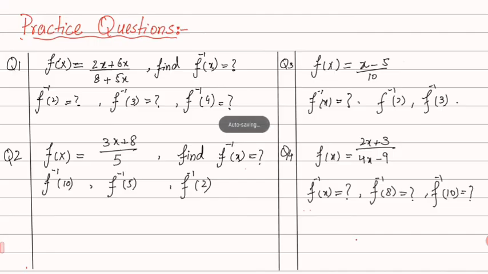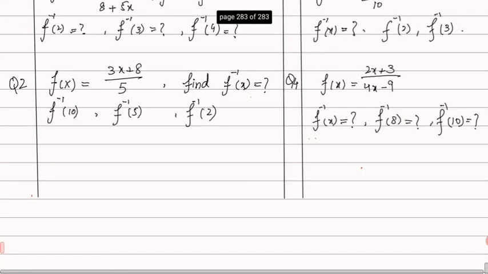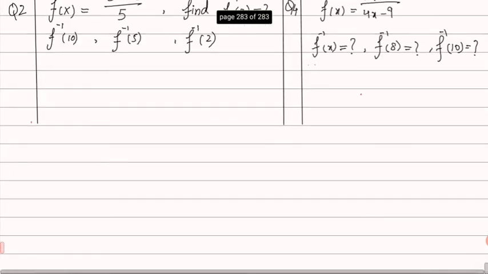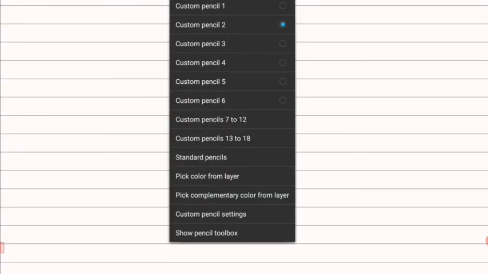Here are some practice questions, and I want you to solve these and find out the answers for these functions. Once we are done with this, after this I want you to learn a new concept that is known as composite function, composite of a function.